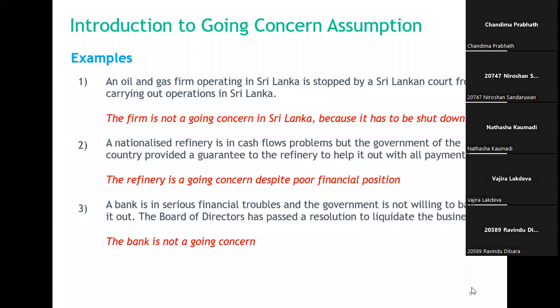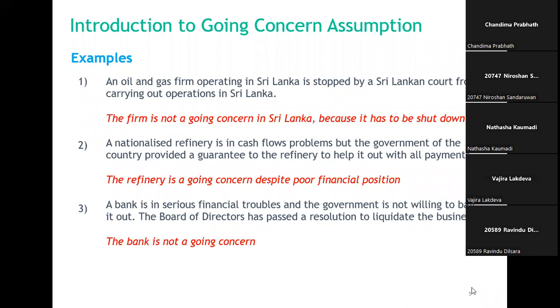Nationalized refineries in cash flow problems, but the government of the country provided a guarantee to the refinery to help it out with all payments. This means there are events or conditions, in the form of financial, operating, and other, which may cause significant doubt on the entity's ability to continue as a going concern. But based on the management's going concern assessment, they expect the government of the country will continue to provide a guarantee to the refinery to help it out with all payments.